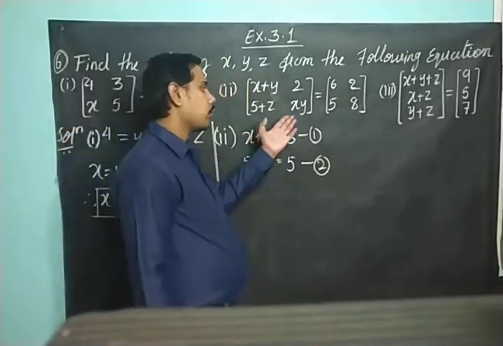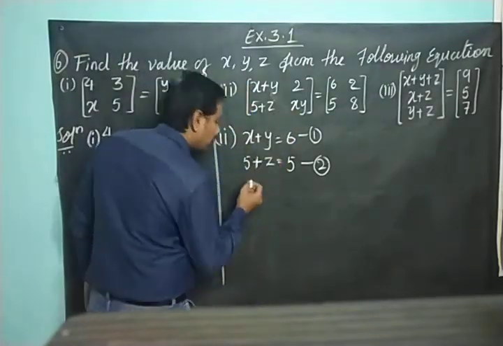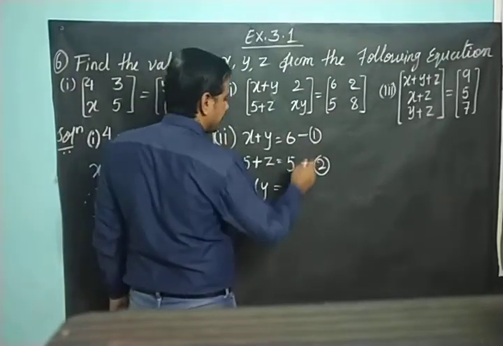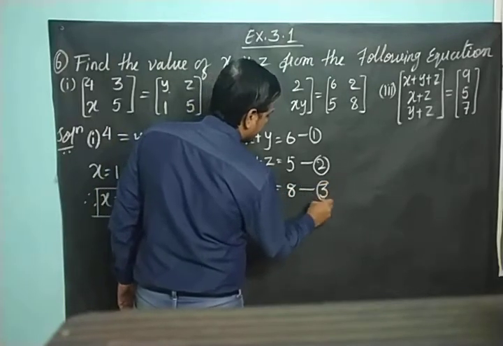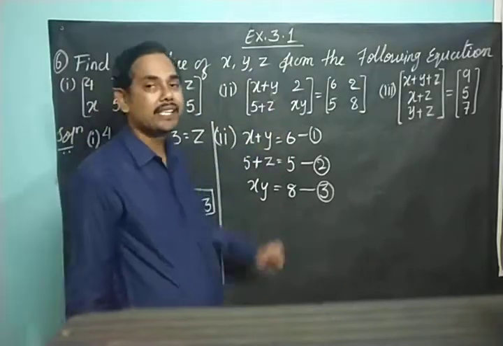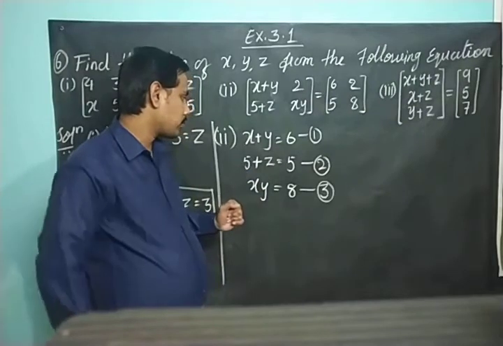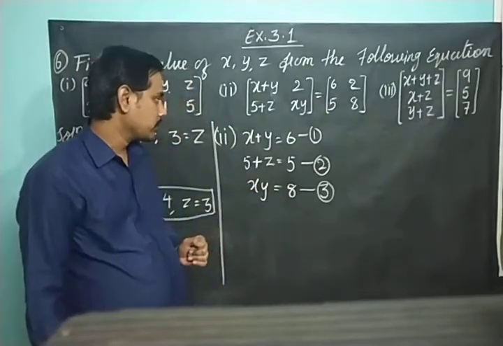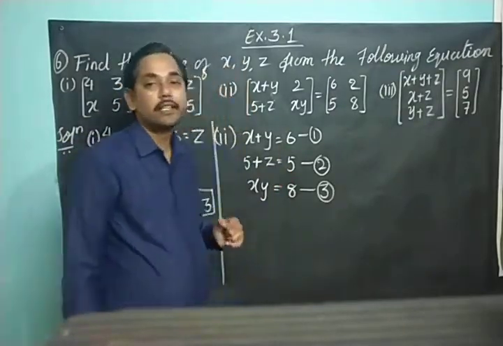Next, what is A22? That is x into y. Its corresponding element is 8. So I can write x into y is equal to 8. Now we got 3 equations out of this matrix. First, x plus y is equal to 6. Next, 5 plus z is equal to 5, and x into y is equal to 8. You can solve these 3 equations in 2 ways.